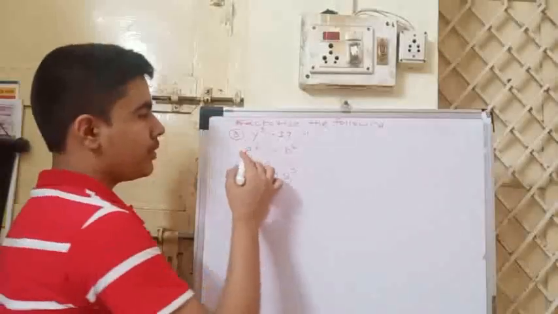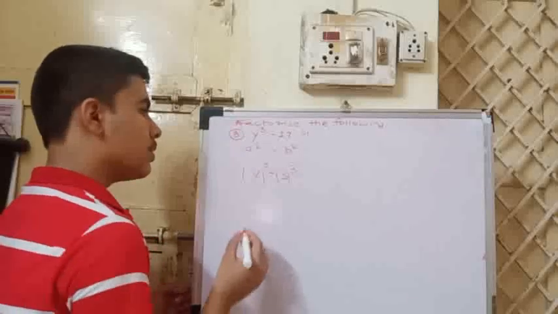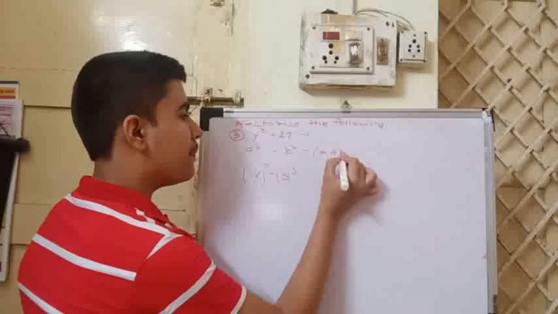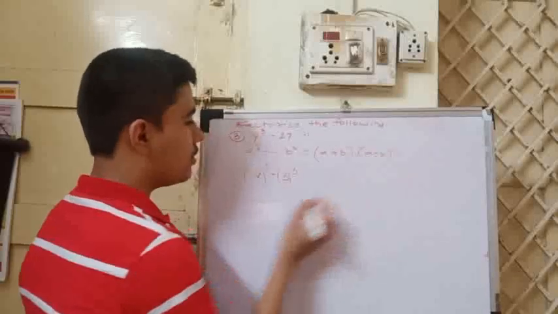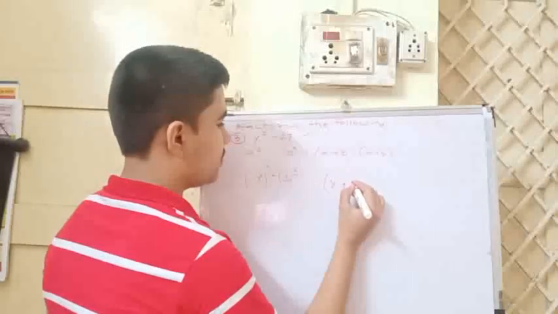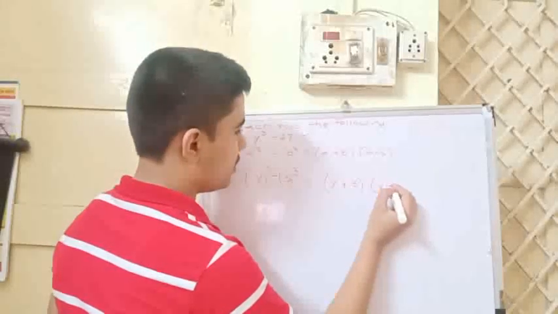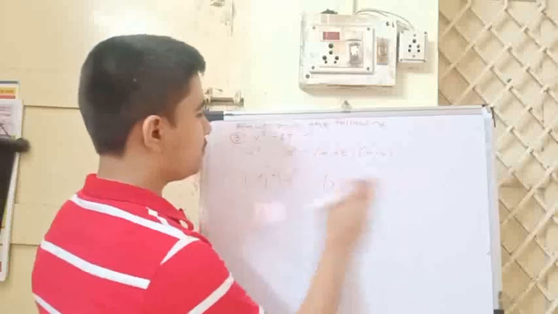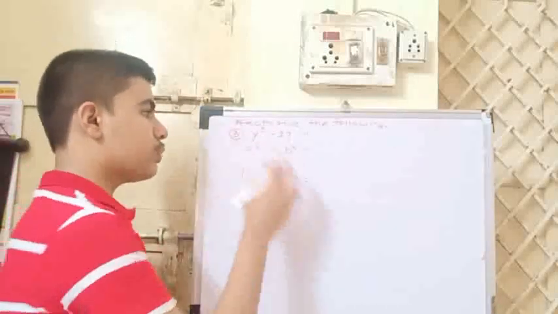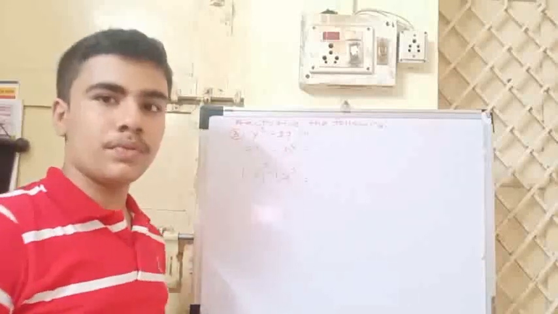Now it is in the form of a cube minus b cube. We know that a cube minus b cube is equal to a plus b into a minus b. So it will be equal to y plus 3 into y minus 3. Oh, sorry. That is for a square. We have to see for cube.